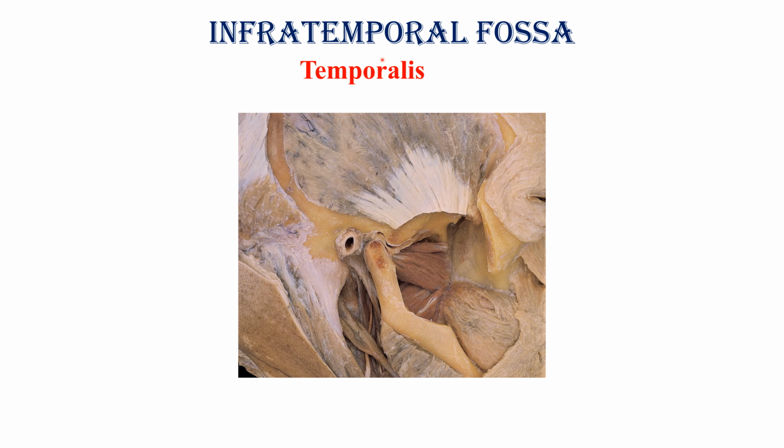The muscles which we are going to describe are the muscles of mastication. Two of them are found in the infratemporal fossa. Let's start with the temporalis, which is outside the fossa. Only a very small part of its tendon will be found there.